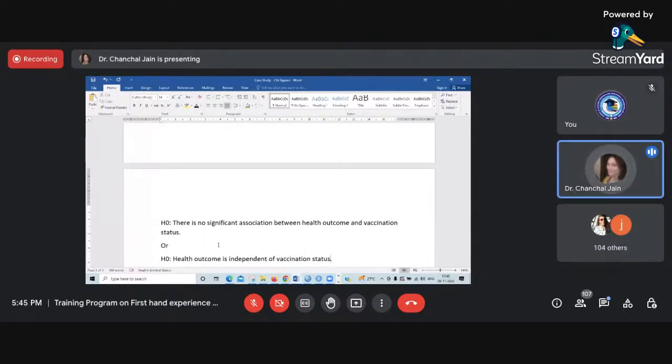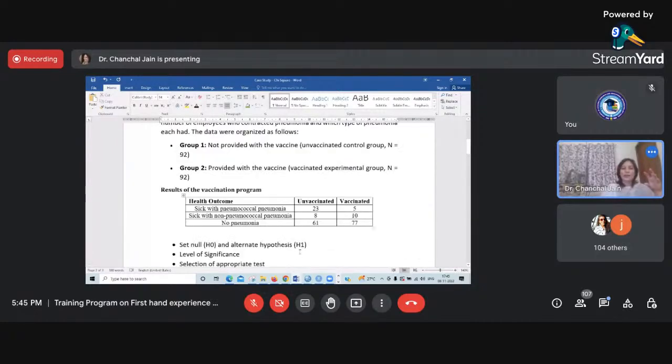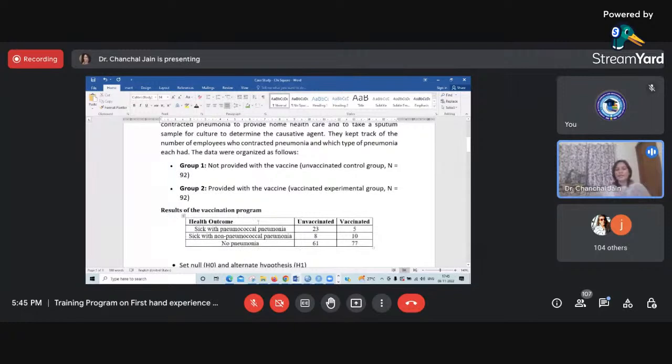So for this hypothesis, as we are interested in finding the association, we are finding whether those two variables are independent of each other or not. Both the variables are categorical in nature. We have a nominal scale variable. When I say health outcome, I am categorizing the people who are sick with pneumococcal pneumonia. This is one category. The second category is sick with non-pneumococcal pneumonia, and the third category is no pneumonia.